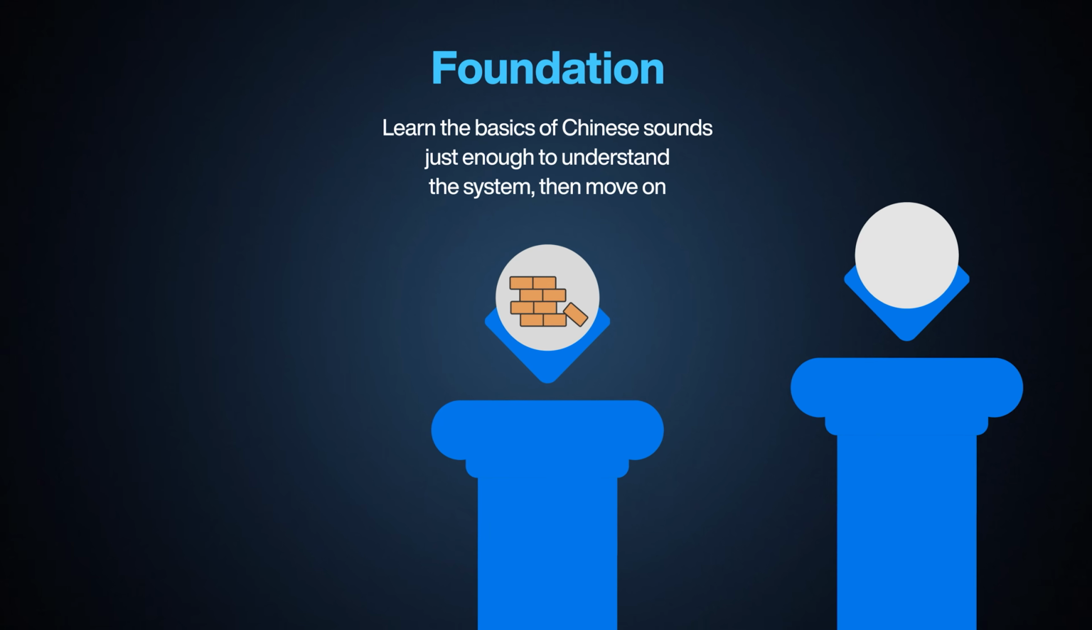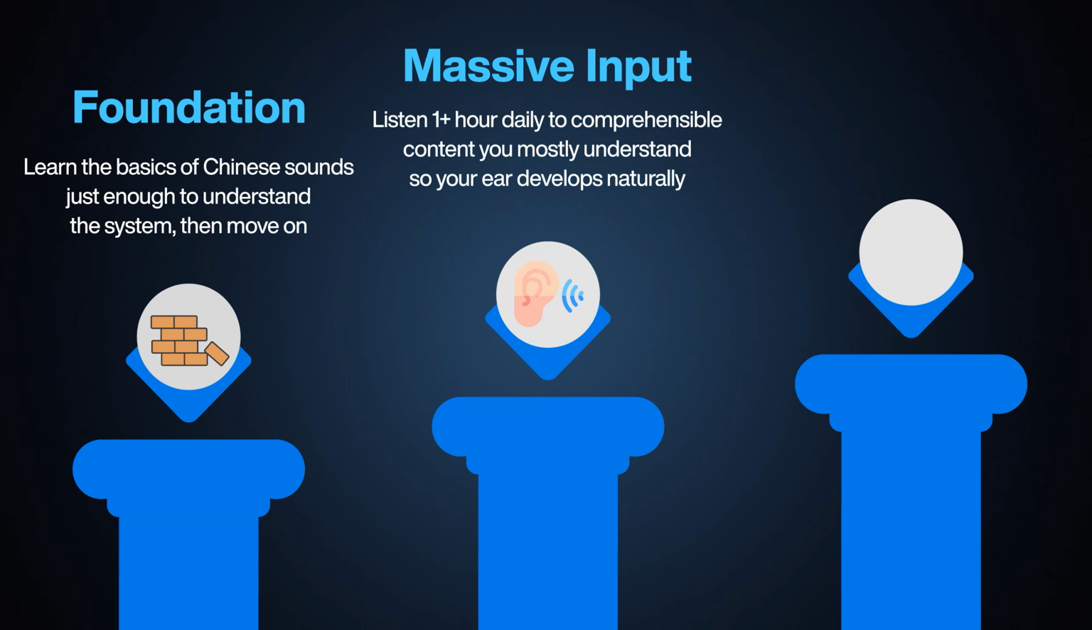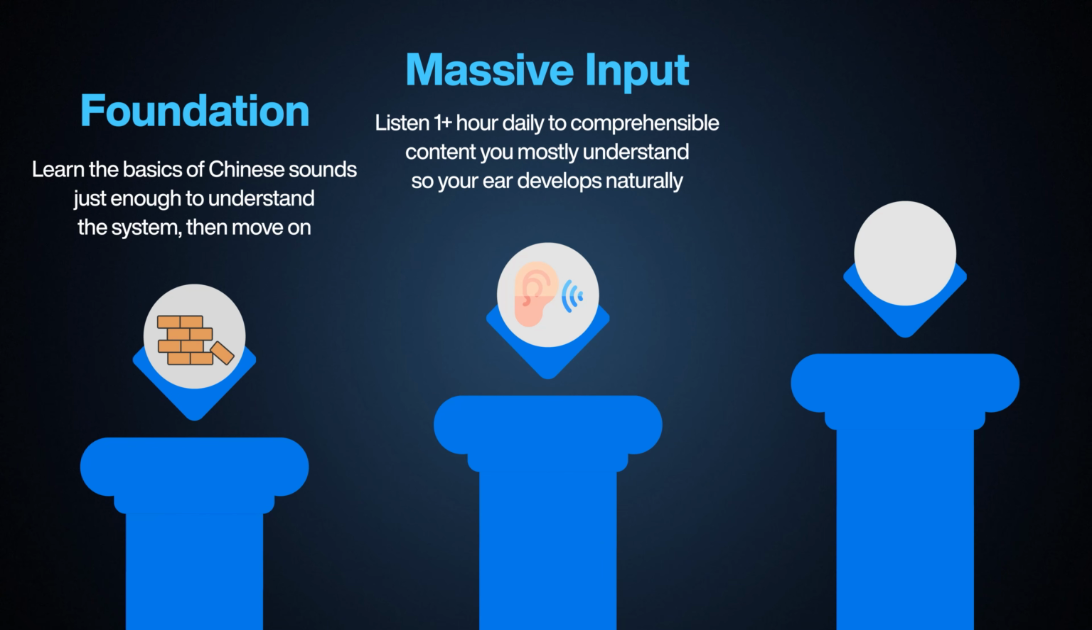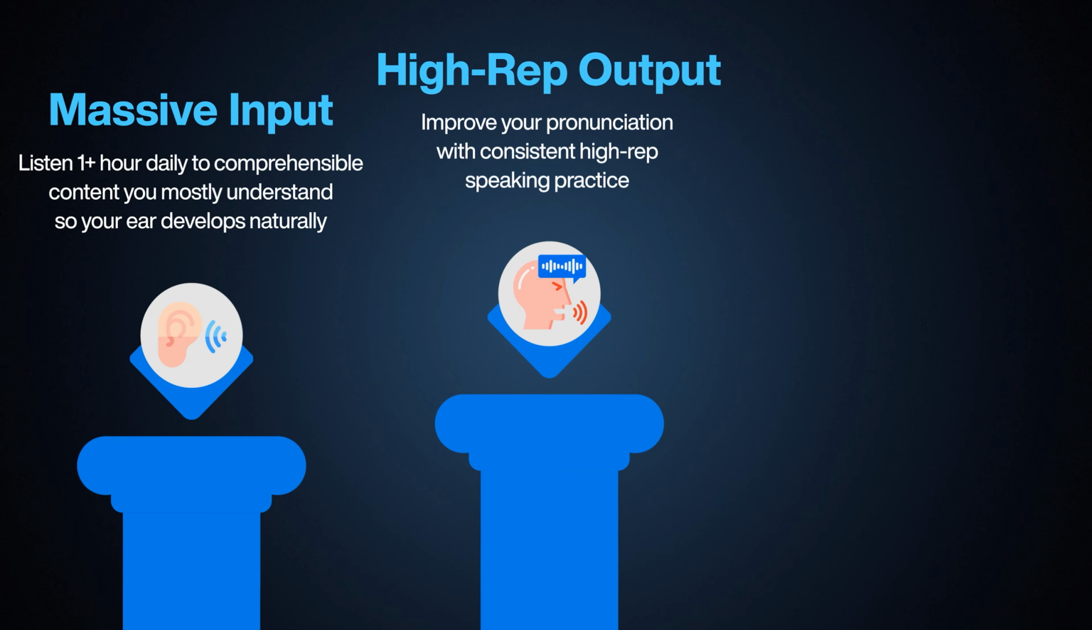So pillar 1, foundation. Learn pinyin basics and tongue positions, maybe 2 to 5 hours of theory study. The second pillar is 1 hour or more of daily comprehensible listening. Varied speakers, varied context, and 95 to 98% comprehension ideally. Find the gaps in your day and listen as much as you can. Pillar number 3, high rep output, listening and repeating, 5 to 10 reps per sentence, shadowing, speaking along with the audio in real time, minimum 5 minutes a day, ideally 10, 15 minutes or more daily of focused practice.